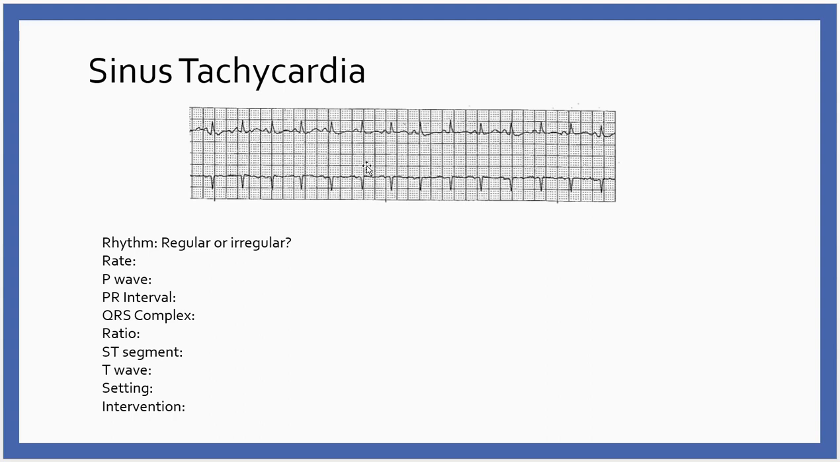Next thing I'm going to do is my PR interval. And so I want to measure from the beginning of the P wave, right there, to the beginning of the QRS. And so beginning of the P wave to the beginning of the QRS, that covers 4 baby boxes. And so my PR interval is 0.16 seconds, okay? And that's within normal limits.